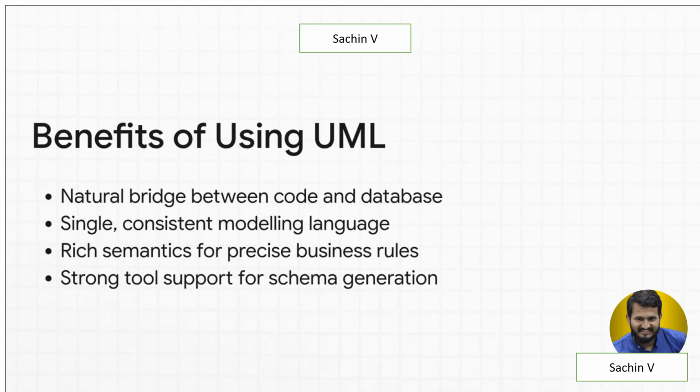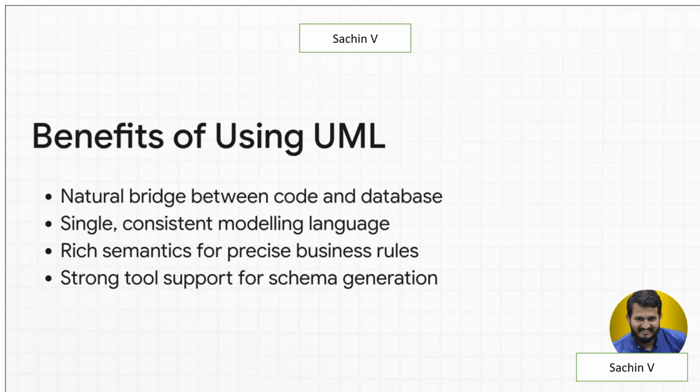So, why would you pick UML? The biggest win, hands down, is creating that natural bridge between your code and the database. This is a huge deal for modern tools called object relational mappers. It means less manual work, less boilerplate code. You end up with one consistent language that your whole team can use, which cuts down on errors. And a lot of powerful tools can even auto-generate your database schema right from the diagram.